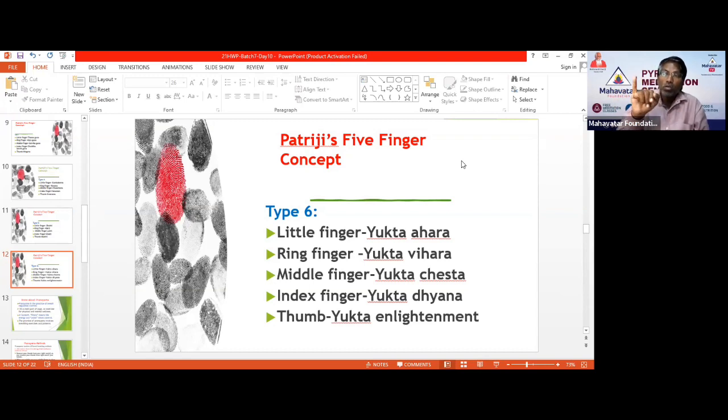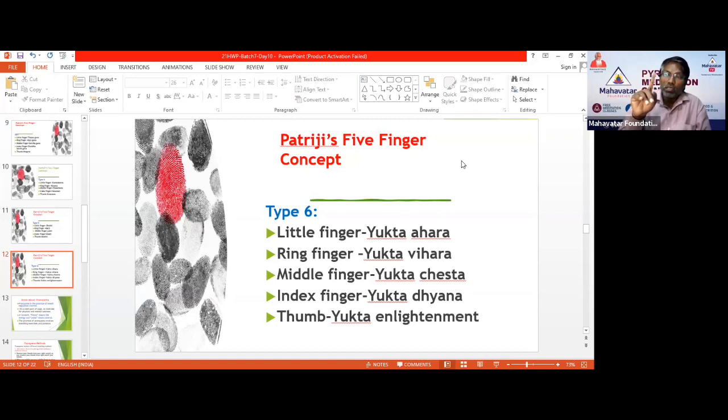Yukta Ahara means it must be good food, holistic food. Mitahara means limited food, but Yukta means the right food. The right food you have to eat. Then right entertainment. No bad entertainment. Some people's entertainment is drinking alcohol, cigarettes, all this. That's not entertainment at all. In fact, you are spoiling your own health, right? Then Yukta Vihara, Yukta Chesta. Yukta Chesta means do righteous jobs, righteous works. That is Yukta Chesta, the third one, the middle finger.